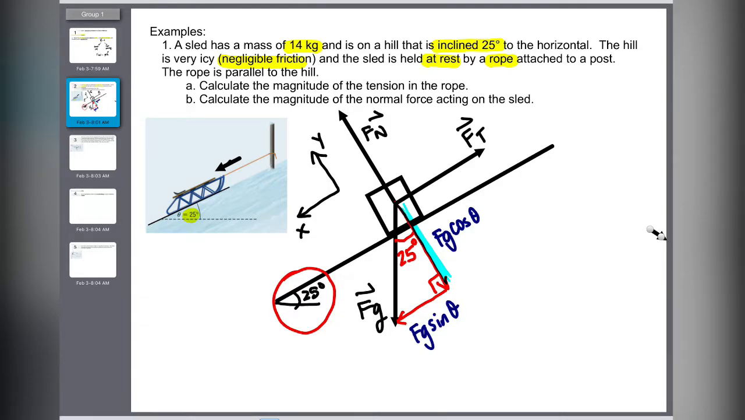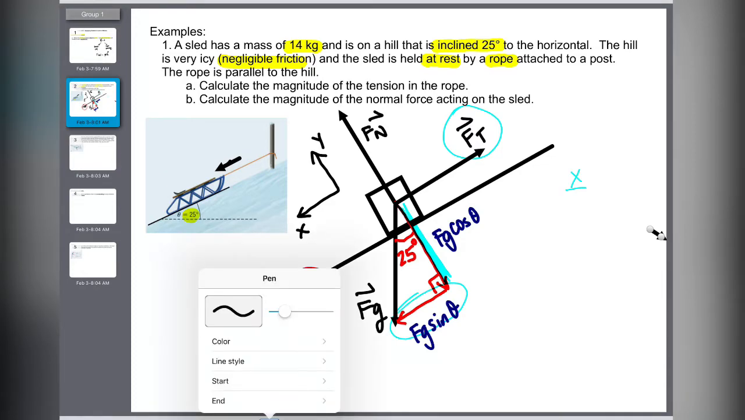Okay, so now that I've gotten all the forces, I can analyze them along x and along y. All the forces along x. Don't forget your x-axis right now is this way. So for forces along x, there are two forces: Ft, and this one going along the downward x direction.